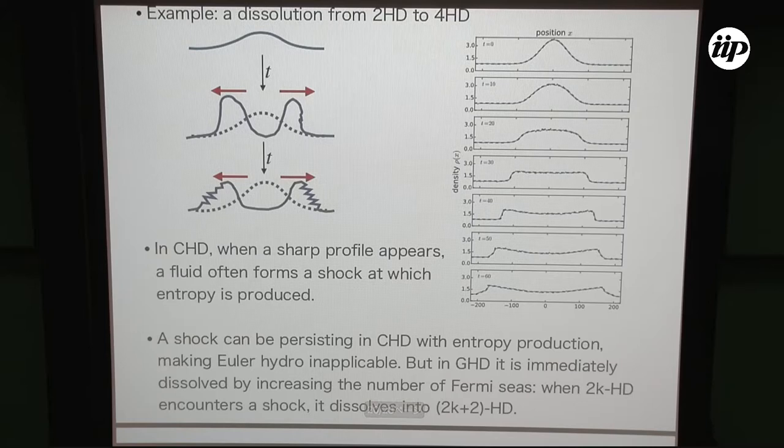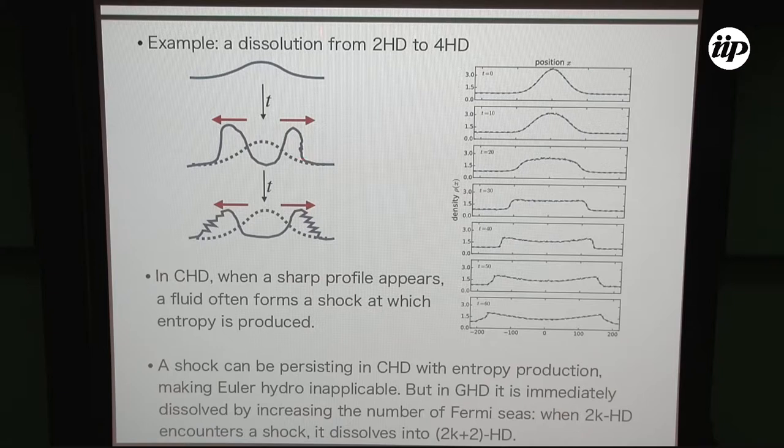Which is what we call a dissolution from 2HD to 4HD. So let's imagine that you have a Lieb-Liniger gas confined in a Gaussian-like potential initially, and then release the gas at some point from the potential. And then what would happen is simply, your initial bump will be split into two bumps that are propagating into opposite directions with the same velocity. And in general, these bumps would develop a very sharp structure in the course of time evolution.